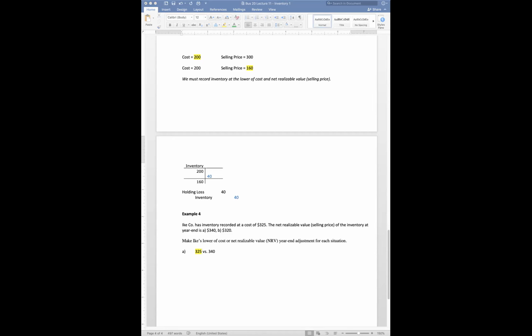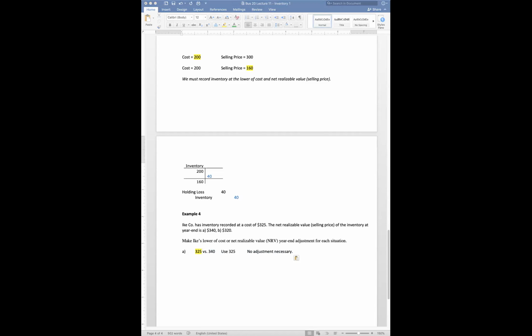All right, so using the $325, how much is in inventory already? Well, inventory is already at its cost of $325. So we don't need to do anything. We're going to use the $325. It's already there in inventory, so there's no adjustment necessary. This is what happens the majority of the time. Most companies, the selling price is higher than the cost, and so we don't have to do anything. No adjustment necessary. But what about those situations where our inventory has just fallen in value?